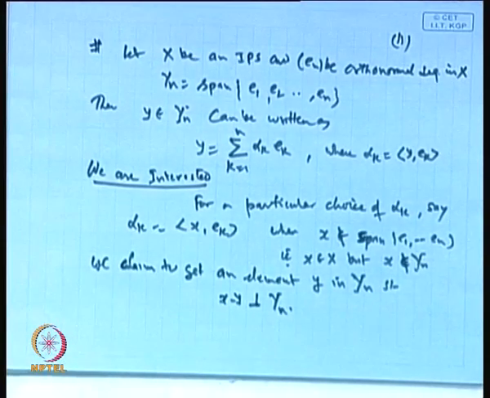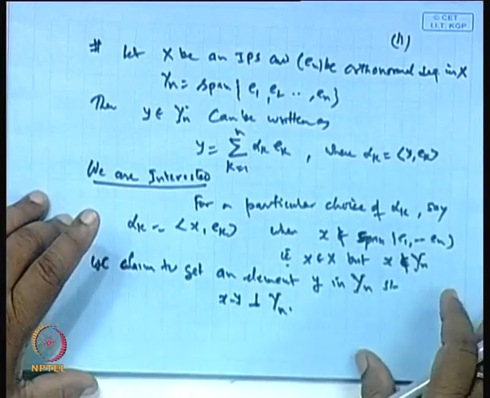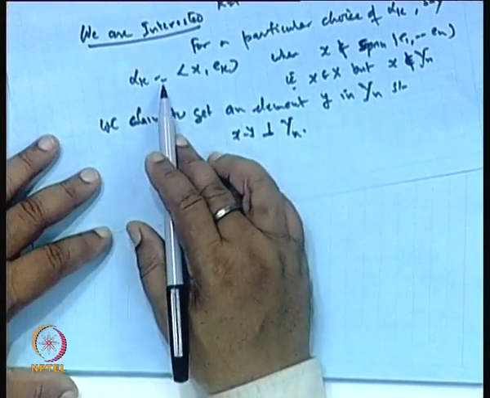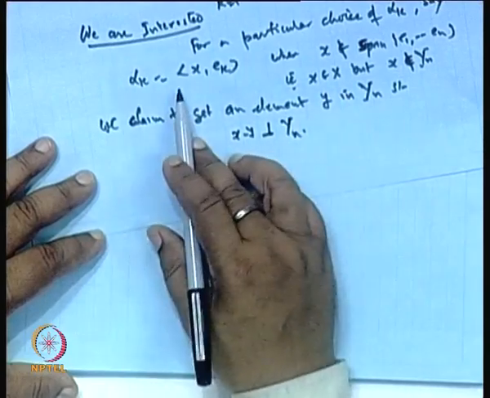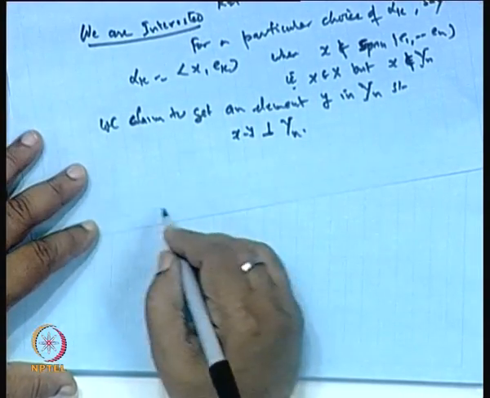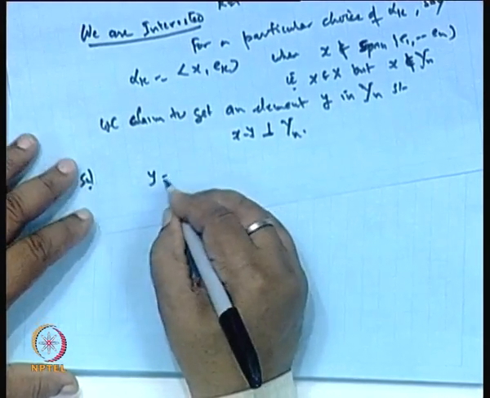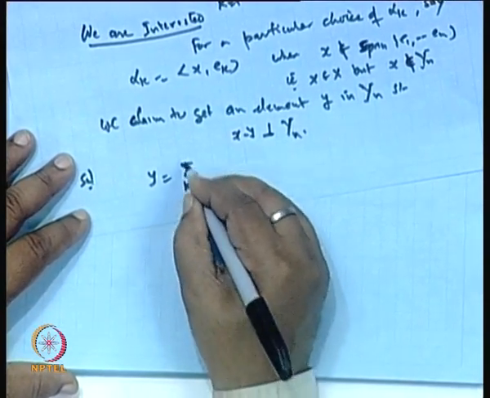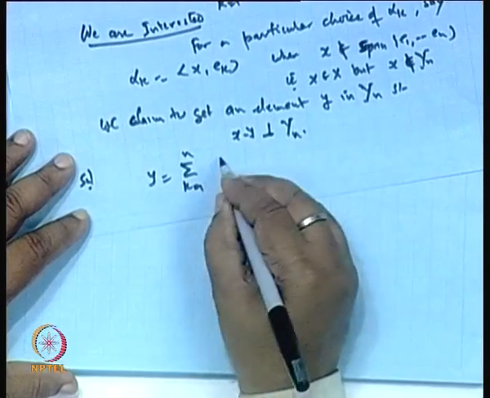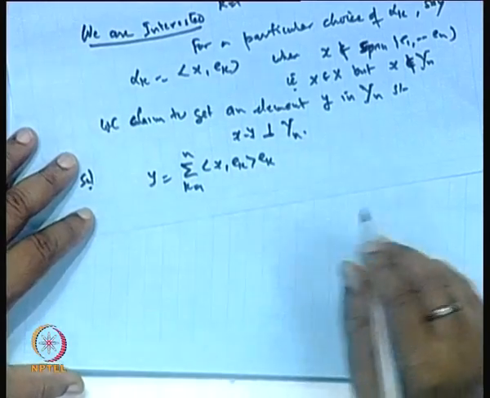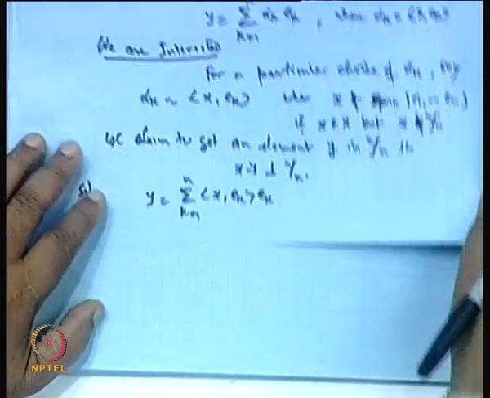This is our claim. Why? Let us see how. First thing is, if I replace alpha k by this, then what will be our y? The y becomes sigma k equal to 1 to n x e k, is it not?